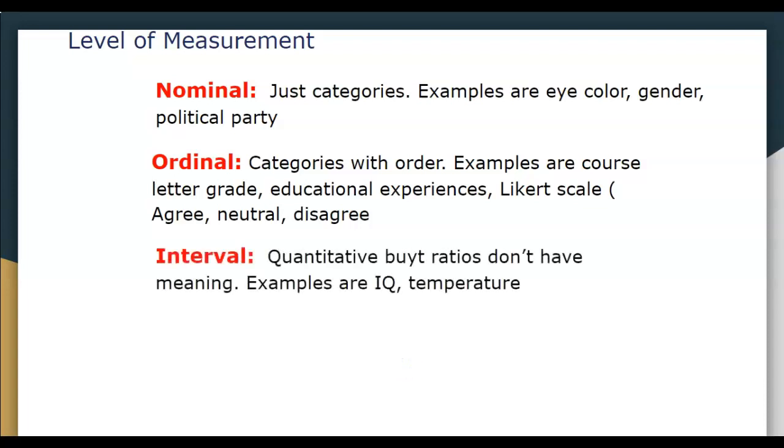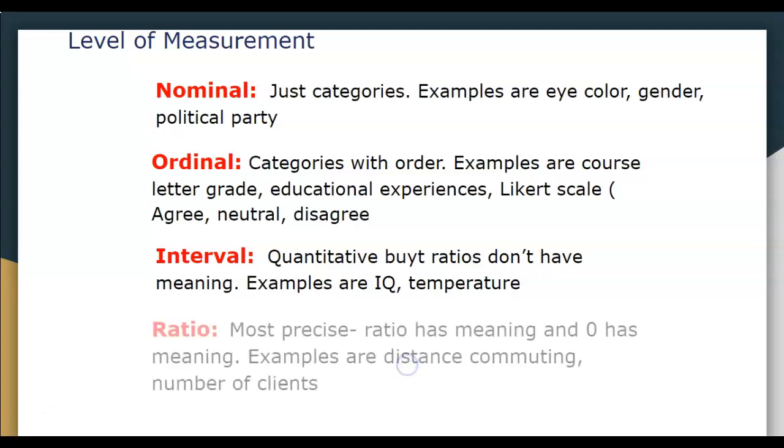Interval is quantitative, but ratios don't have meaning. For example, IQ. An IQ of a person that has an IQ of 80 versus someone who has an IQ of 160. Does that mean that they are twice as smart as the first person? There's no way that we can really compare those two. Another example is temperature. For example, 90 degrees. Is 90 degrees twice as warm as 45 degrees? So the ratio doesn't have meaning.